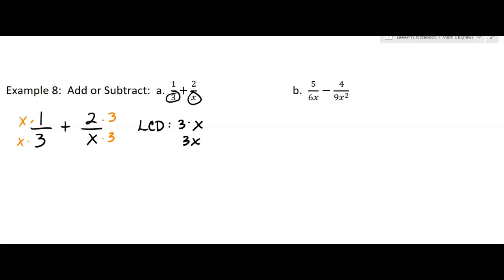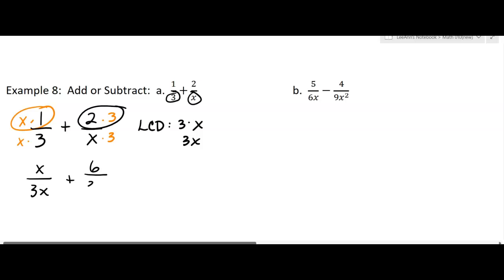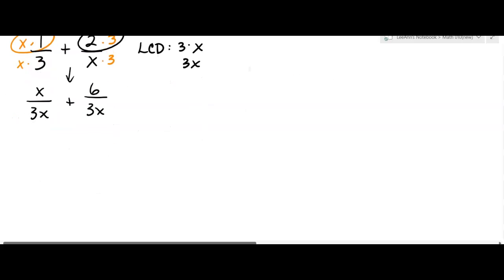Now, when I talked about multiplying the numerators, I've got to multiply that out. That's going to be x over 3x, plus this is going to be 6 over 3x. Now I can do the adding. I've got the denominators the same. I'm going to add those numerators, and so I have x plus 6 over 3x. Now, I've done it. Yay! I've added. I have one rational expression, one numerator, one denominator.